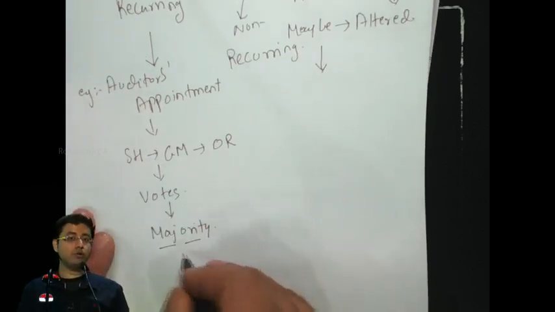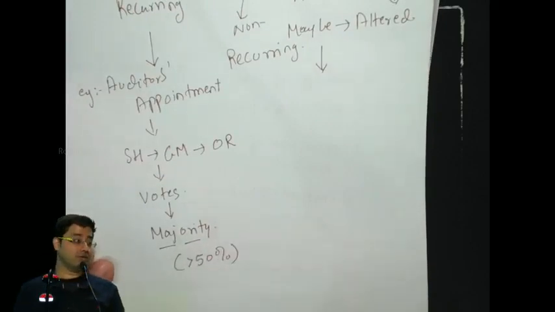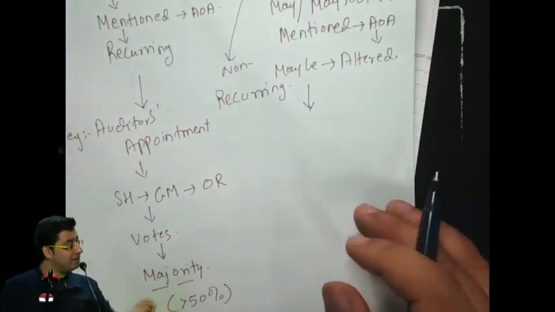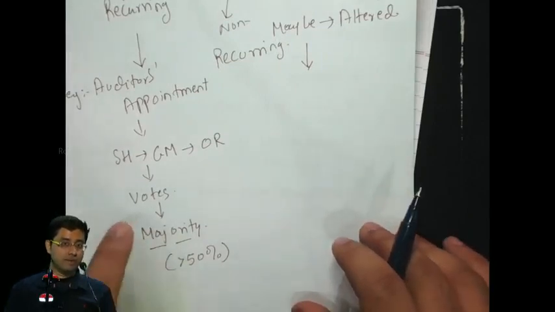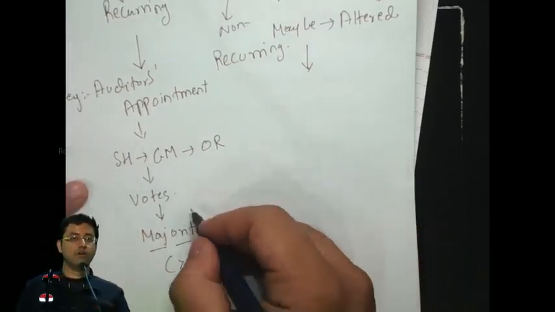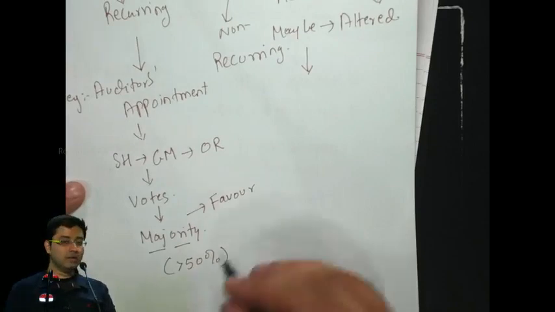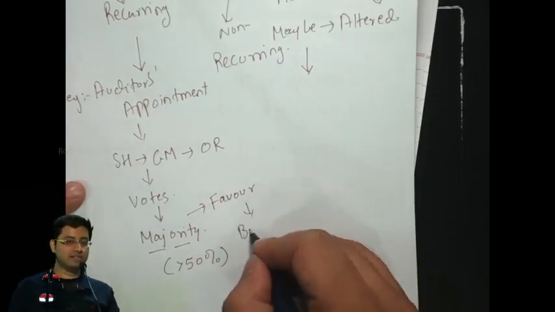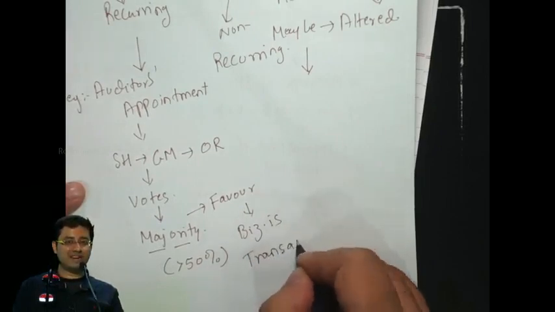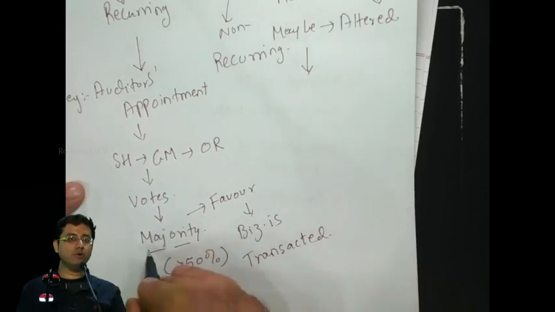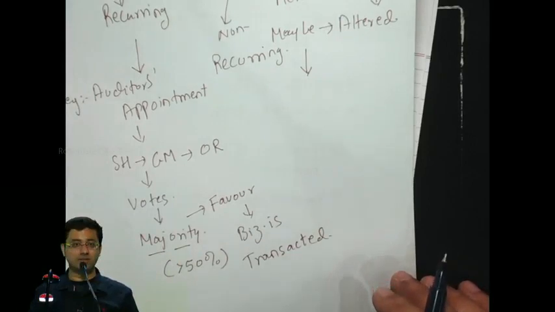So what do you mean by majority? I can interpret it as what? More than 50%, not 51. If you make it 51, that means your client will take money back from you. Okay, so it is more than 50%. So when majority votes are passed in favor of the transaction, then only I can say that the business is transacted. So if you want to transact any business, first you will have to pass how many votes? Majority votes. So when majority votes are passed, then I can say that the business is transacted.